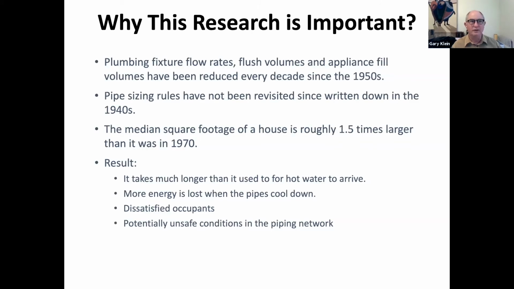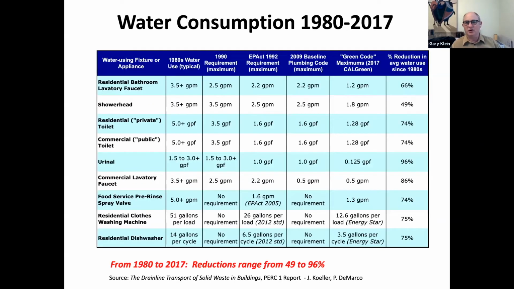All right, why is it important? Well, some of you heard me talk about this in the past. Basically, everything's been reduced since the plumbing codes went into effect in the 40s and 50s. The rules haven't been revisited for pipe sizing since the 40s. Houses have gotten bigger. It takes longer to get hot water and more water runs down the drain while we wait. Okay. This is a chart showing you the analysis of consumption data from 1980 to 2017, let alone what happened before that, right? 50 to 96% reductions in flow rates or flush volumes or volumes consumed in washing machines, et cetera, certainly in my lifetime. So do you think we might want to revisit pipe sizing rules?